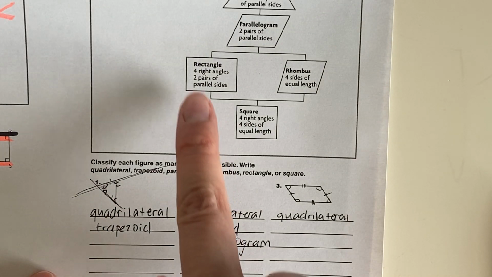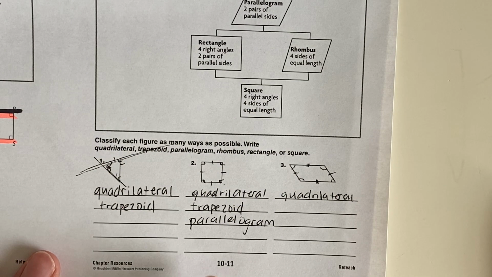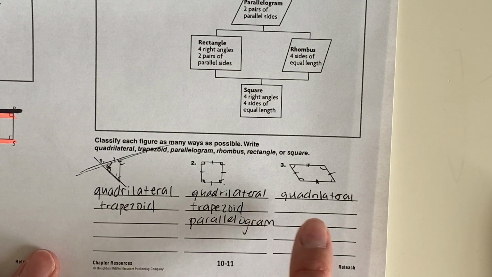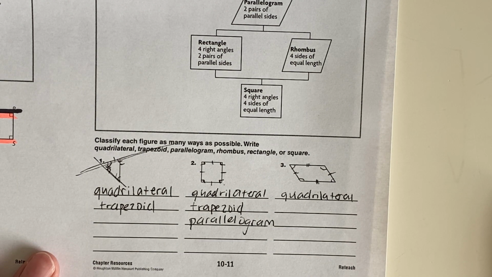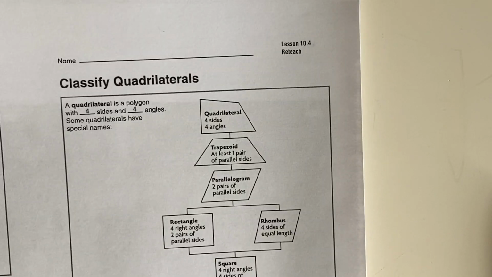Okay, so go through each of these shapes and try to figure out which names can be assigned to the ones below. There can be more than one name, as you can see. If you need more help beyond this video, please email me and let me know.